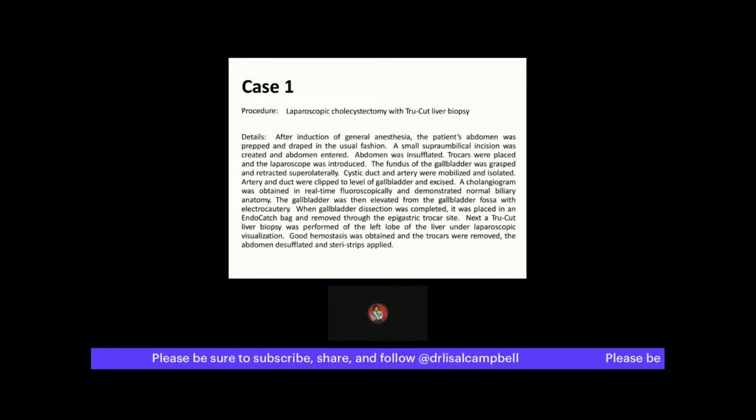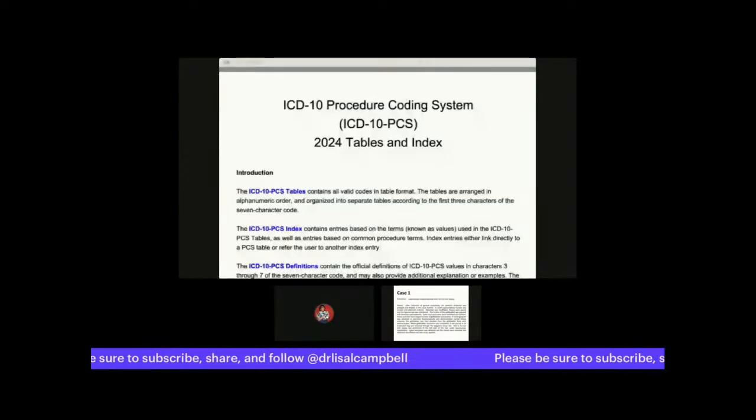After that, a true cut liver biopsy was performed at the left liver lobe. And this was also done under laparoscopic visualization. So, good hemostasis was obtained, the trocars were taken out, the abdomen was desufflated, and steri strips were applied. So, where do we begin?